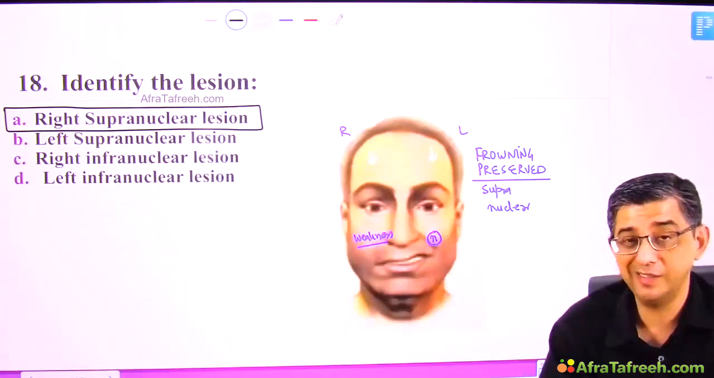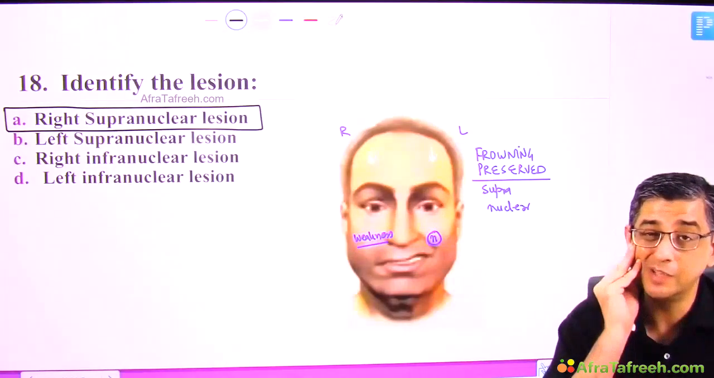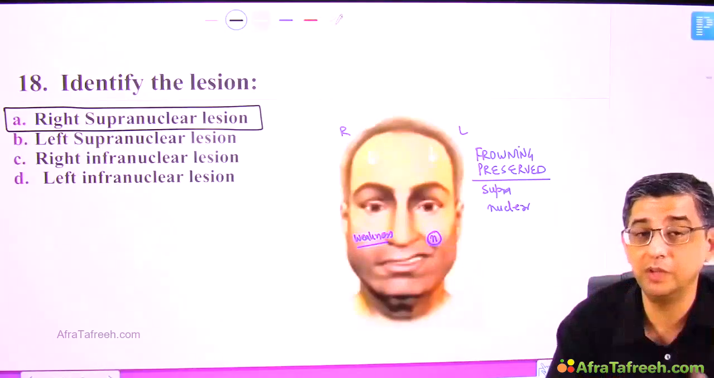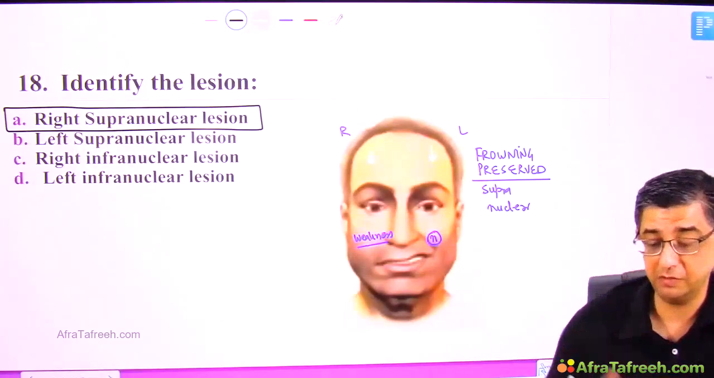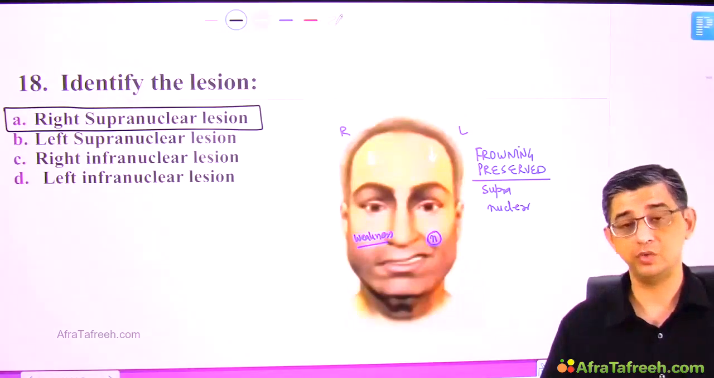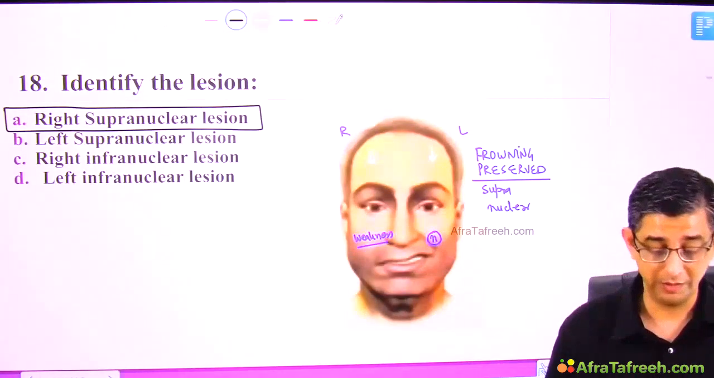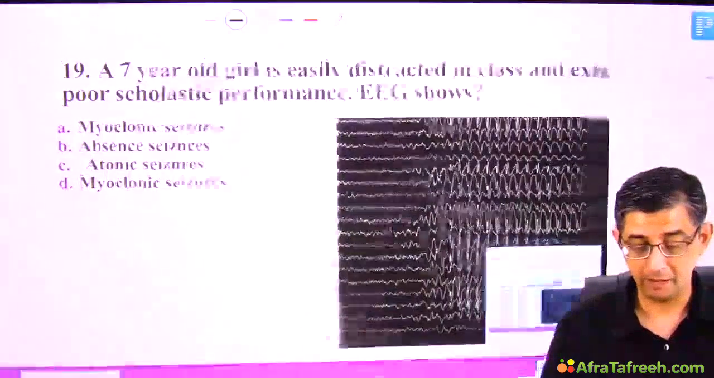Second, you will notice that when the face is deviated like this, this side muscle must be normal, no? And the other side would be weak. There's an imbalance of muscle. That is why the face deviation is present. So this definitely shows us that this guy is having a right supranuclear lesion. Answer to 18 is A.